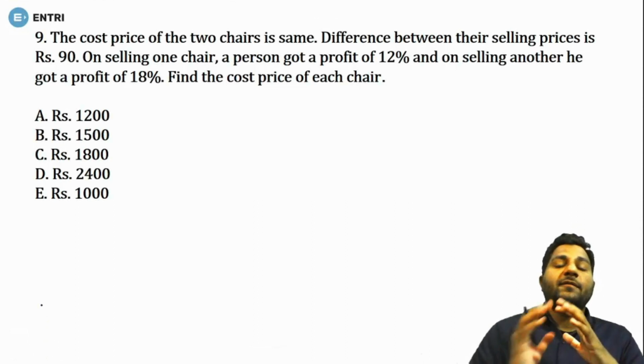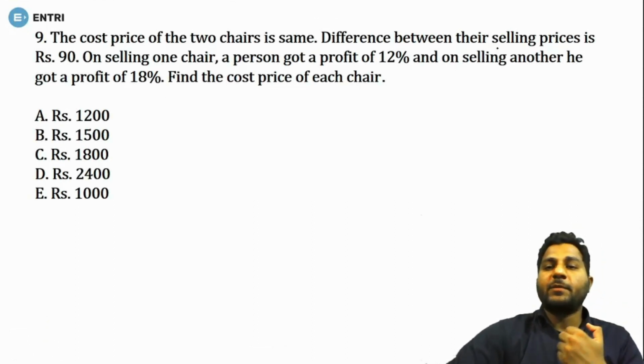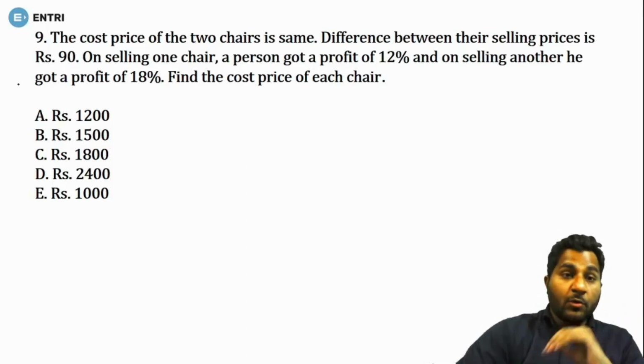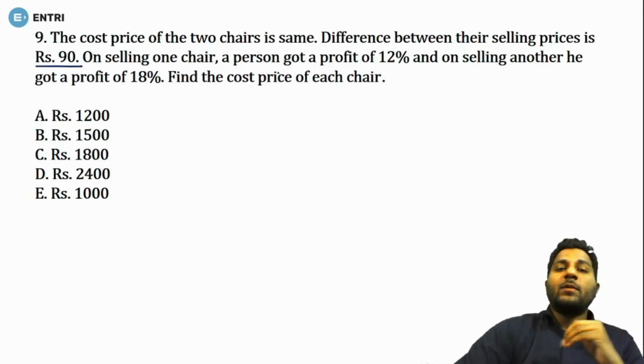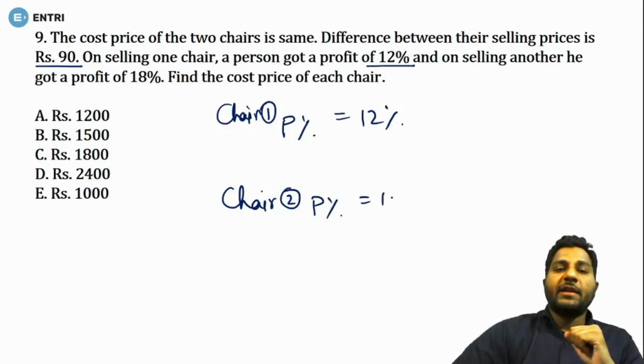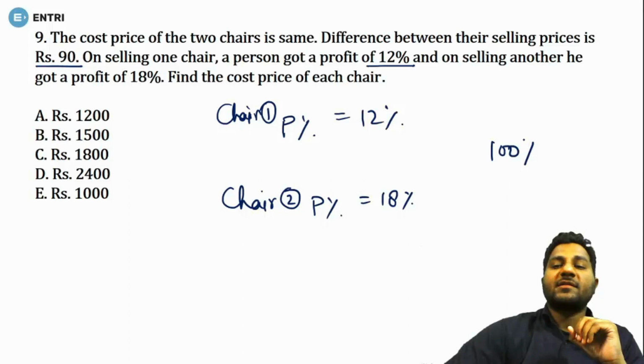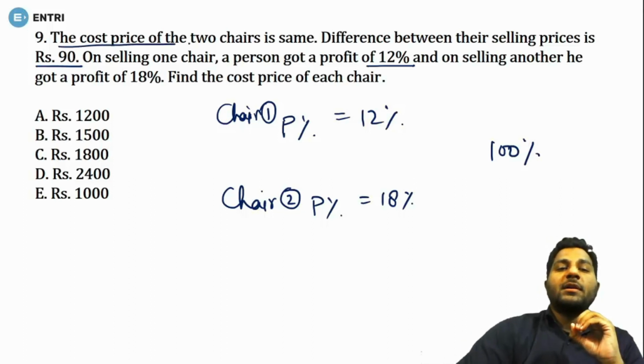Alright, let's see the next question. It says the cost price of 2 chairs is the same. The difference between their selling prices is rupees 90. Okay. On selling 1 chair, a person got a profit of 12%. So the profit percentage of chair 1 has been given as 12%, while the profit percentage of chair 2 has been given as 18%. Now we know that the cost price is the same for both the chairs.